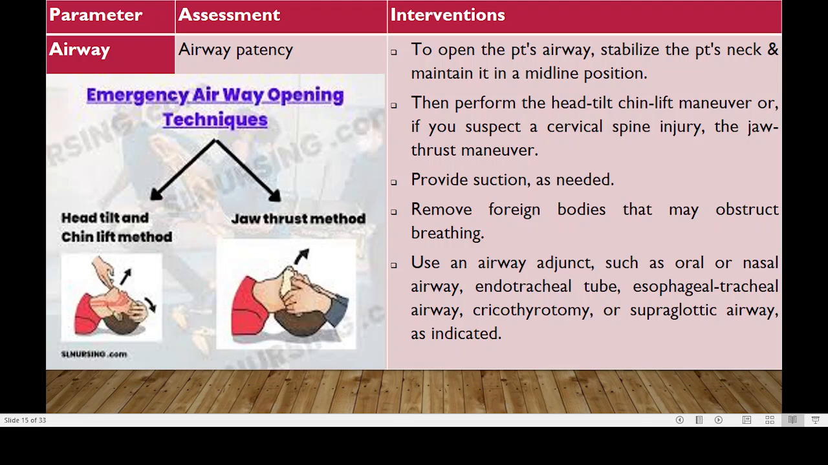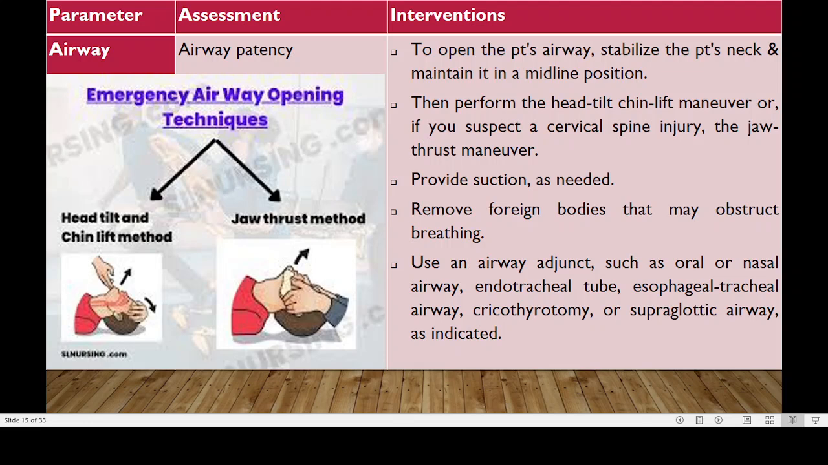Then perform the head tilt, chin lift maneuver, or if you suspect that there is a cervical spine injury, then the jaw thrust maneuver will be appropriate. You provide suction as required or as needed. Then you remove any foreign bodies that may obstruct breathing. You use an airway adjunct. It could be an oral or a nasal airway.